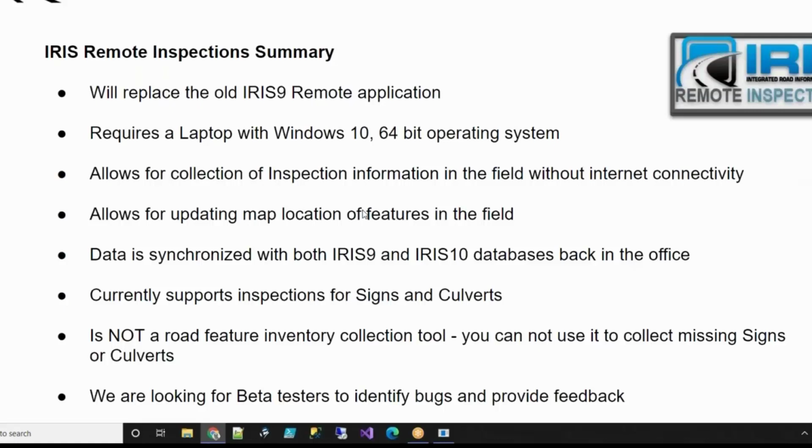So just in summary, Iris Remote Inspection is going to replace the Iris 9 remote application. It requires a laptop with Windows 10 64-bit operating system. It allows you to collect inspection information in the field without having to have internet connectivity. You could have internet connectivity with a Wi-Fi card or an air card or something along those lines, and if you do that, you could have access to the higher end aerial photography maps. It allows you to update map locations while you're out in the field. The data is synchronized when you get back into the office, and that will synchronize back to both Iris 9 and Iris 10. It currently supports the inspections for signs and culverts. It is not a road feature inventory collection tool, though. You cannot use it to collect missing signs or culverts. And we are looking for beta testers to help us identify bugs and provide feedback.